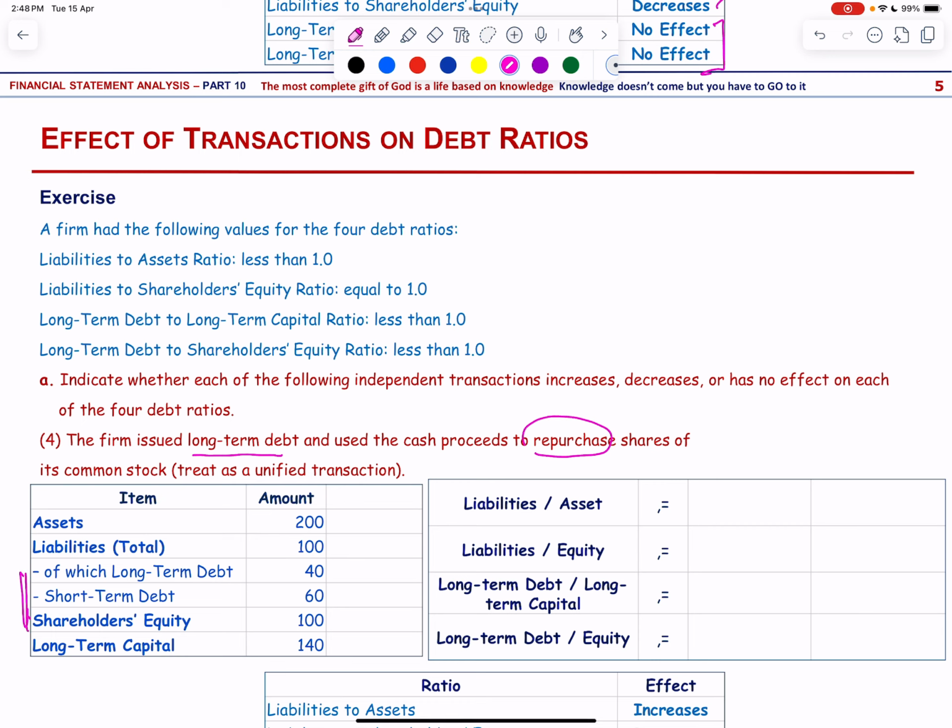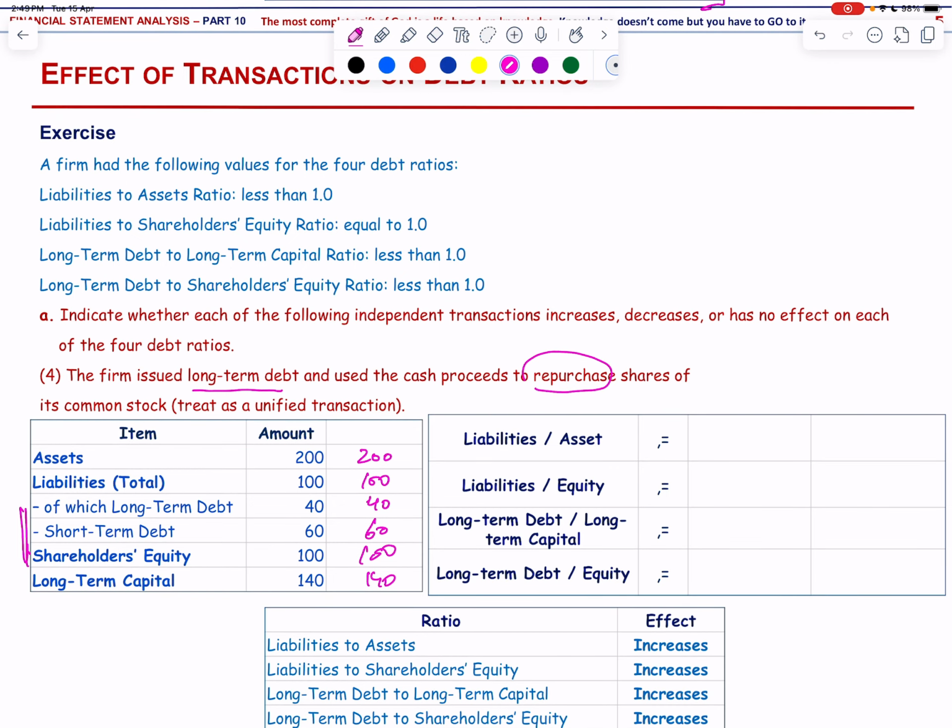So the assets are going to remain the same, that is 200. Coming to the liabilities, they are going to be 100, of which the long-term debt is going to be 40 while the short-term is 60. Coming to the shareholders equity, it is going to be 100, and the long-term capital is 40 plus 100, that is equal to 140. So if we calculate, the ratios are going to be as follows.